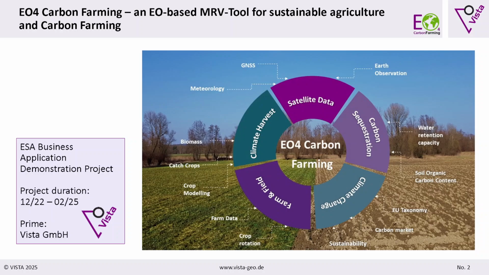The EO4CarbonFarming project is funded by ESA as a business application demonstration project, and it is now in its finishing phase, with all tests having successfully finished and the pilot phase being evaluated. The project relies on different sources of information as input but also as output data, such as farm and field information, climate harvest data such as the planting of catch crops, satellite data, especially Earth observation, carbon sequestration information such as the soil organic carbon content, and information about climate change, especially EU taxonomy, carbon market and sustainability measures.